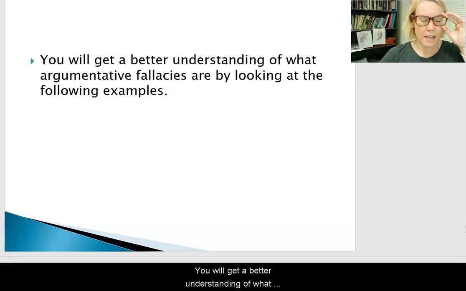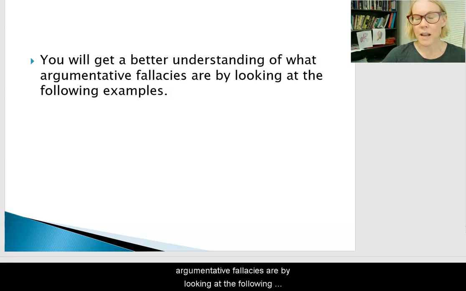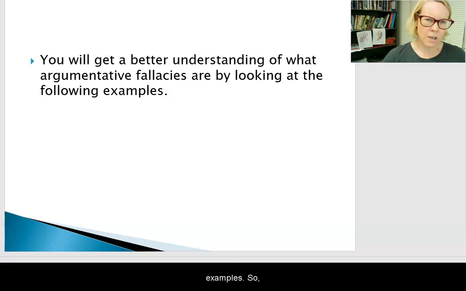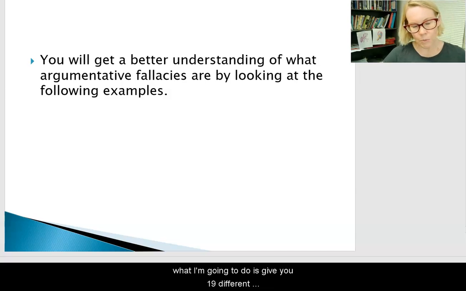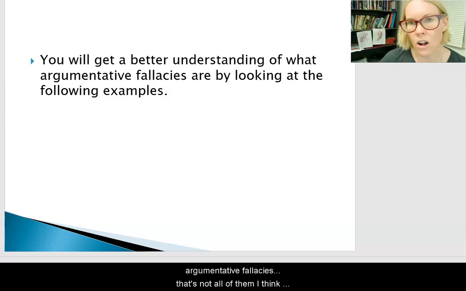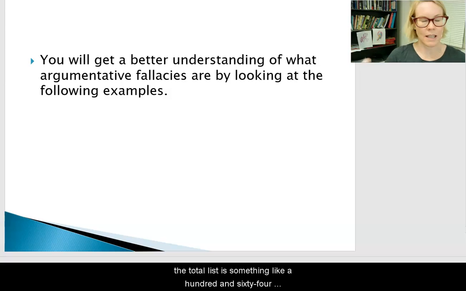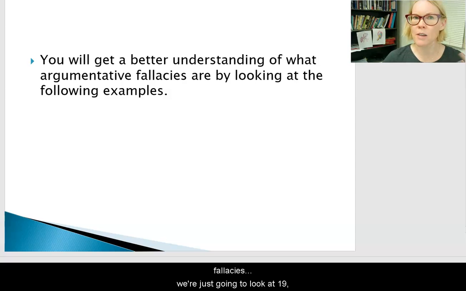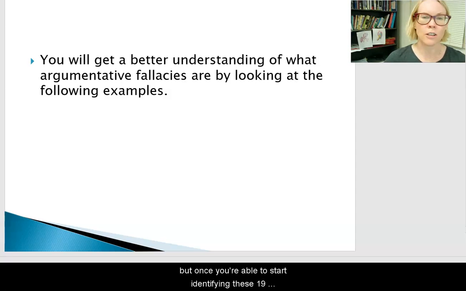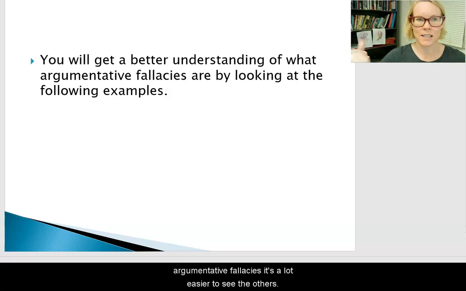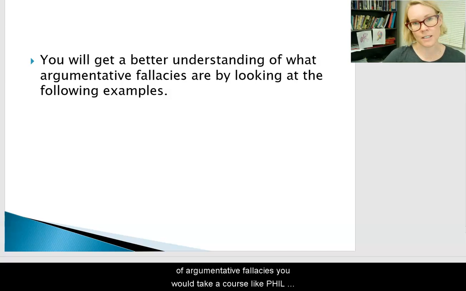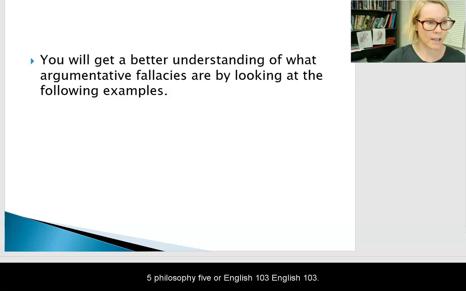You will get a better understanding of what argumentative fallacies are by looking at the following examples. So what I'm going to do is give you 19 fairly common argumentative fallacies. That's not all of them. I think the total list is something like 164 fallacies. We're just going to look at 19. But once you're able to start identifying these 19 argumentative fallacies, it's a lot easier to see the others, okay? And of course, if you want a more complete study of argumentative fallacies, you would take a course like Philosophy 5 or English 103. All right, here we go.